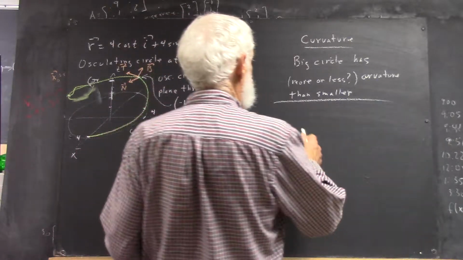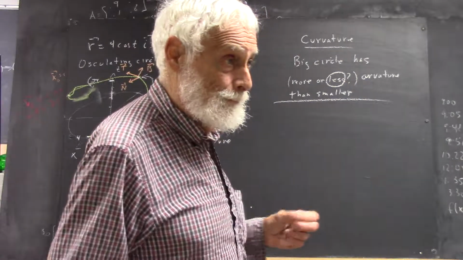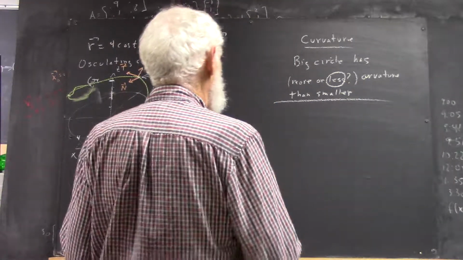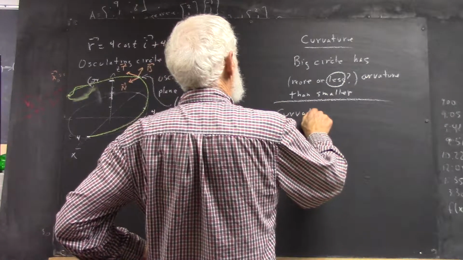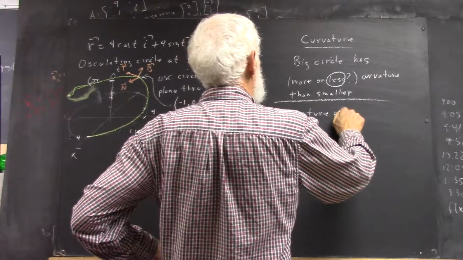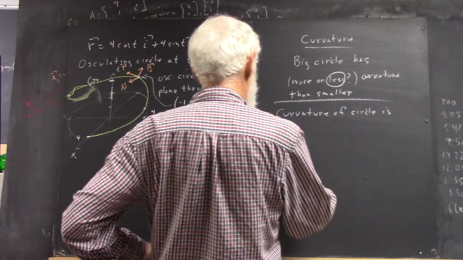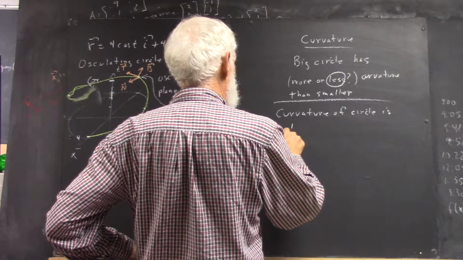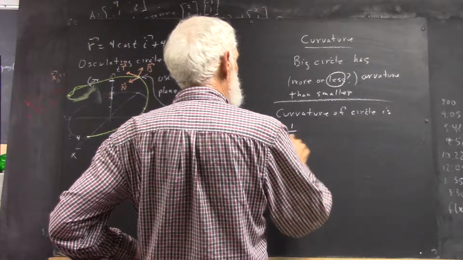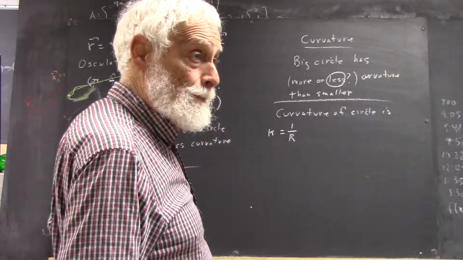So, it's less, right? Okay? So, I'm going to define the curvature of a circle, and we use this kappa symbol, 1 over its radius, reciprocal of radius, okay?